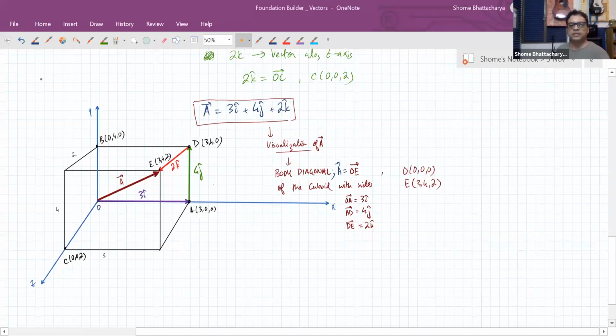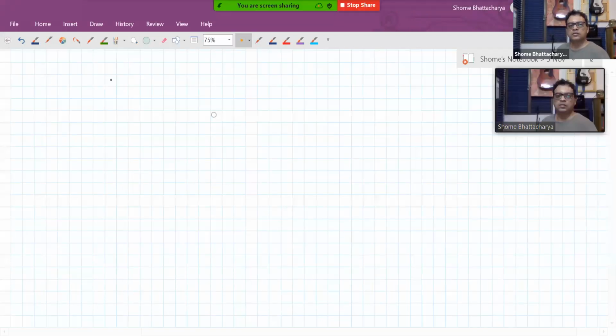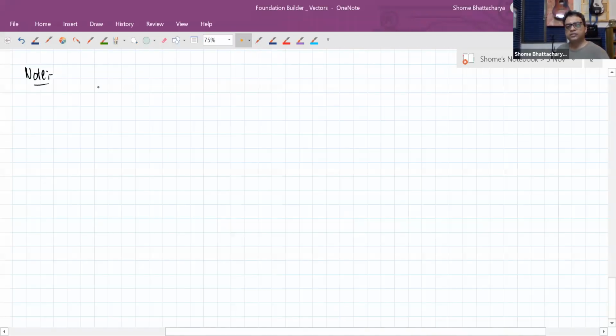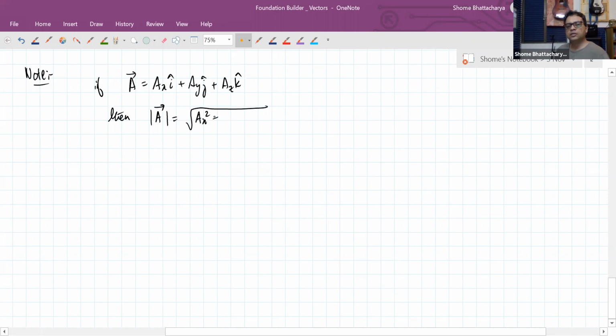Now about three-dimensional vectors. The first thing is that if the vector A in component form is expressed as ax i cap plus ay j cap plus az k cap, then the magnitude of the vector A is given by this formula. It is the square root of the sum of the squares of the three components. Okay. Now this is very easy to understand.